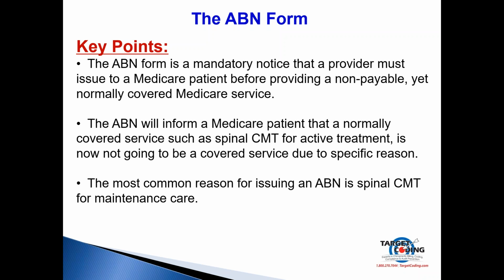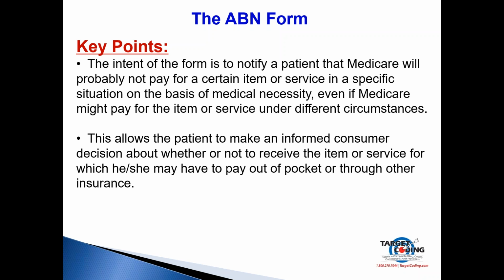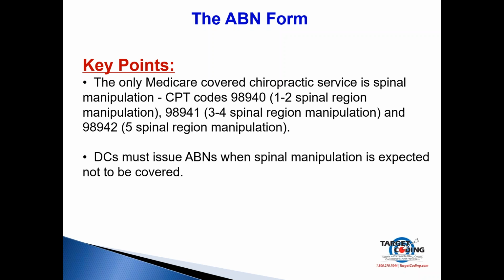The ABN will inform a patient that a normally covered service like spinal manipulation for active treatment is now not going to be covered due to a specific reason. The most common reason is maintenance care. So the intent of the form is to notify a patient that Medicare is probably not going to pay. This allows the patient to make a decision about whether or not to receive the service. The only Medicare-covered chiropractic service is spinal manipulation, and that relates to three codes, 98940, 98941, and 98942. So chiropractors must issue ABNs when spinal manipulation is expected not to be covered.